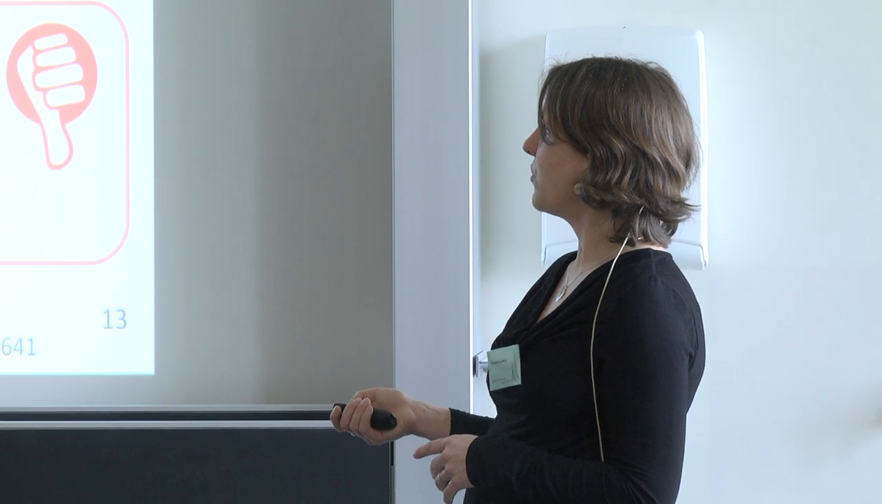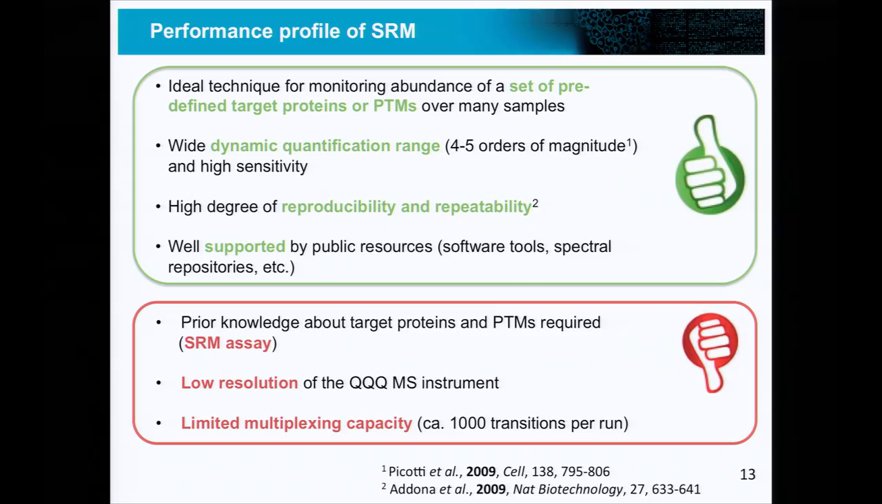The disadvantage we already discussed. So you can only perform an SRM measurement when you already know which are your target proteins, which are your target PTMs. And this is what we call, you need to have an SRM assay available for every target that you want to monitor with SRM. And now in the second part of the presentation, we will discuss what this SRM assay looks like and what this exactly is and how you pick transitions and peptides.